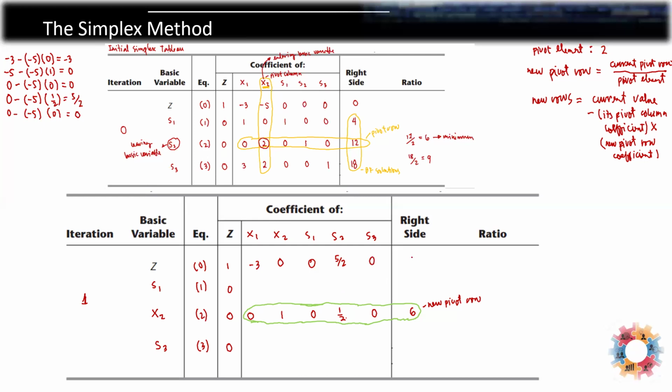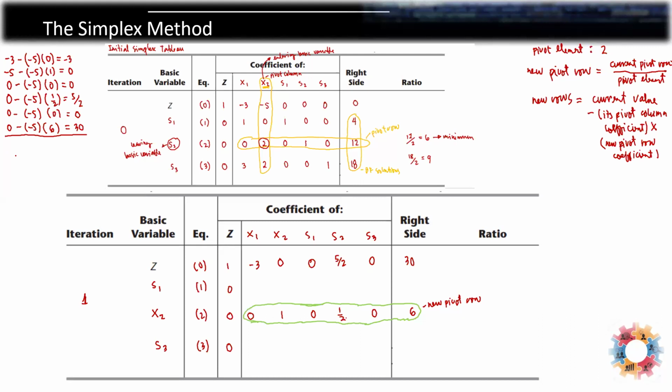And what about the right side? You apply the same formula. Originally you have 0, then minus -5 times 6, since on that new pivot row you have 6, and this is equal to 30. Then you do the same for the rest of the rows. So that's for the first row.